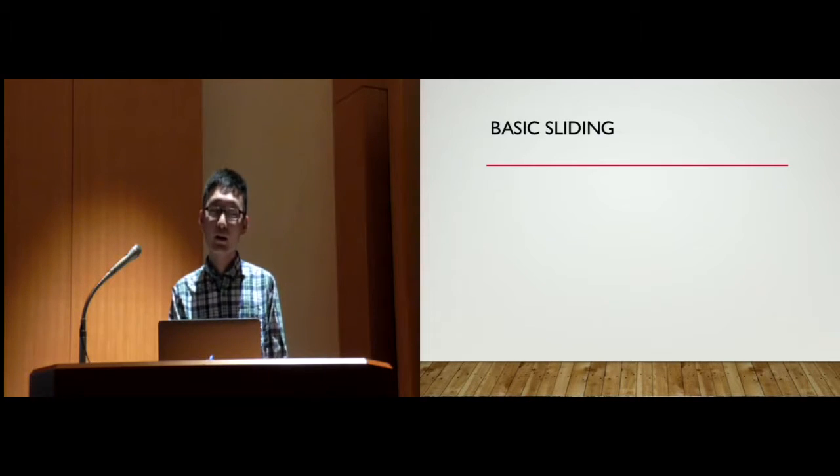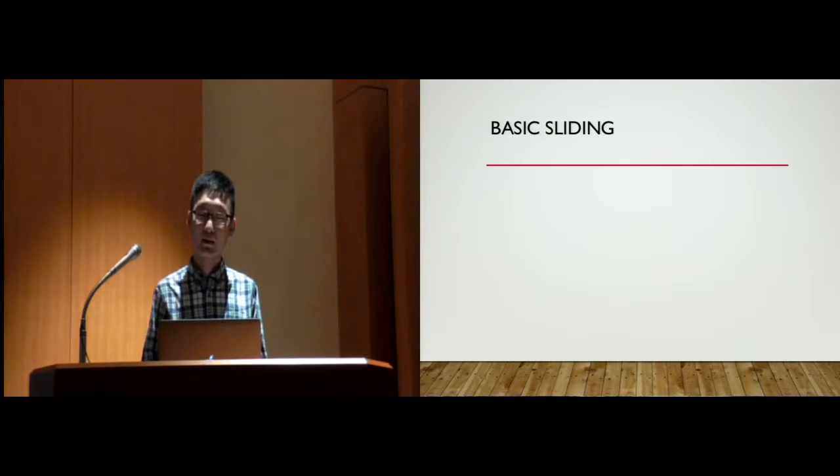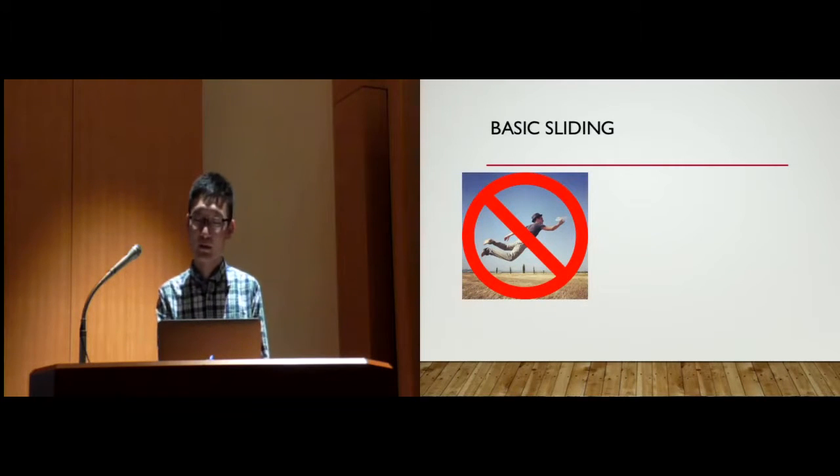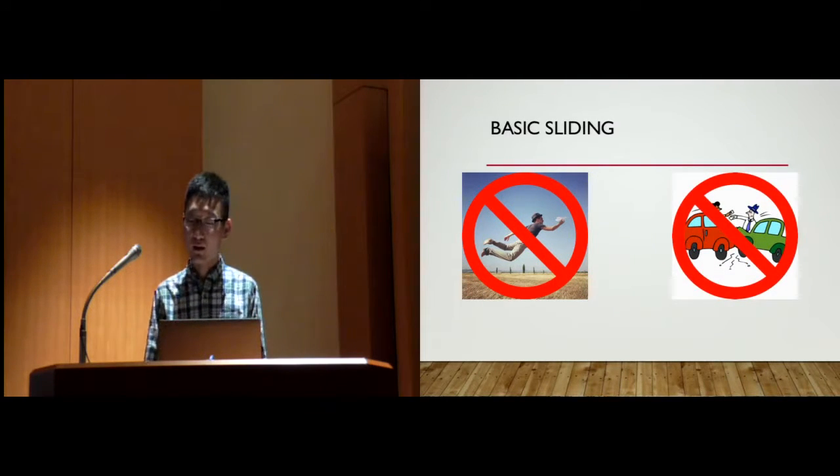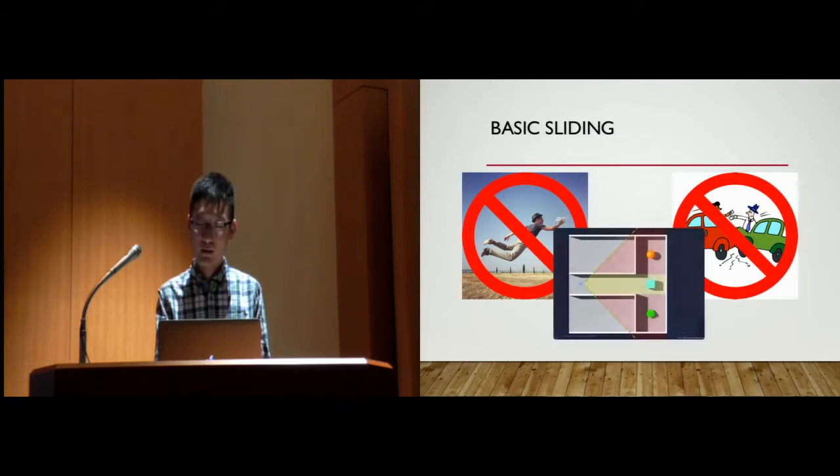So there are 3 basic assumptions for the basic sliding algorithm. The first assumption is that the object never floats. This is based on the observation of the real world, as floating objects are rare in the real world. The second assumption is that objects do not collide. And the third assumption is that the manipulated object is always visible to the user, and the user cannot manipulate objects that are completely invisible to them.